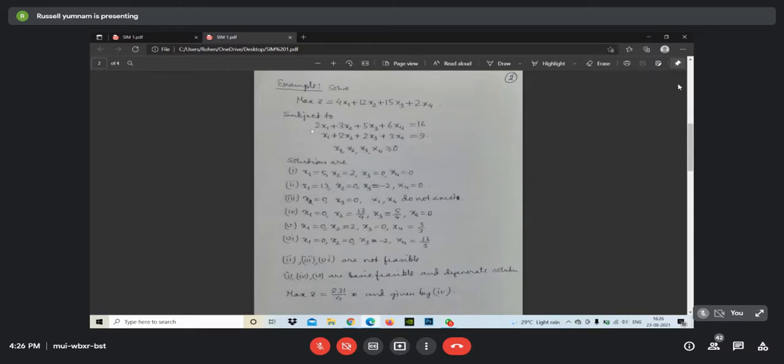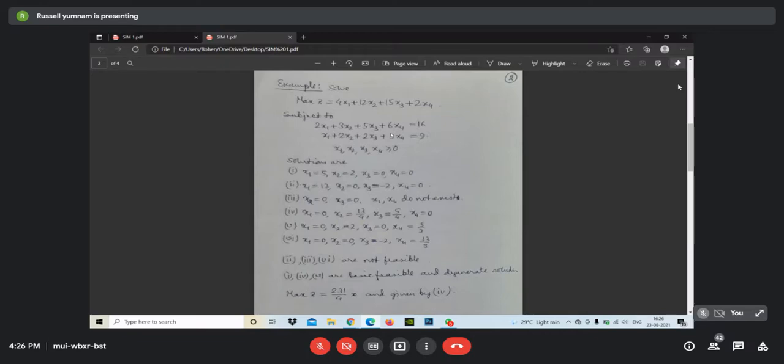Suppose we have 5 variables and 2 equations. Then 5 minus 2 is 3, so we have to make 3 variables zero. And then we can get the solution. Otherwise, we cannot get the solution. And such a type of solution is called a basic solution.